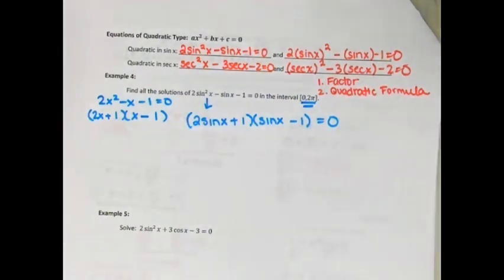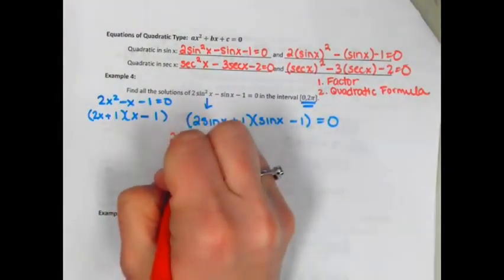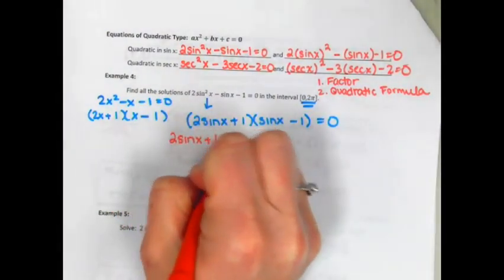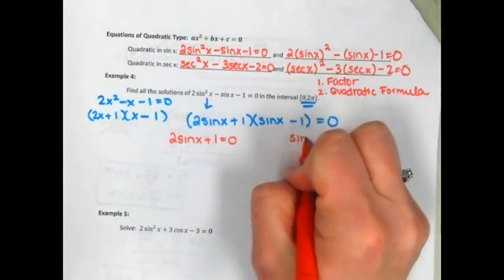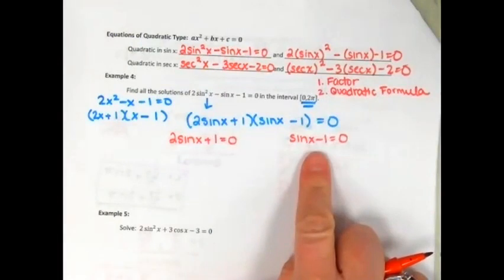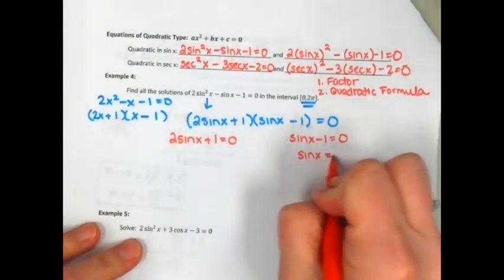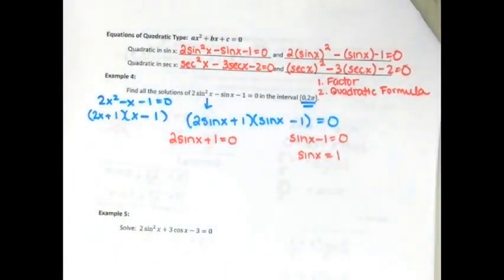Now, once we're factored, what can we do? Set them equal to 0. So we have 2 sine x plus 1 equals 0 and sine x minus 1 equals 0. So let's do this one first, because that's easy. How do I solve for the sine? Just add the 1, right? So sine x equals 1.